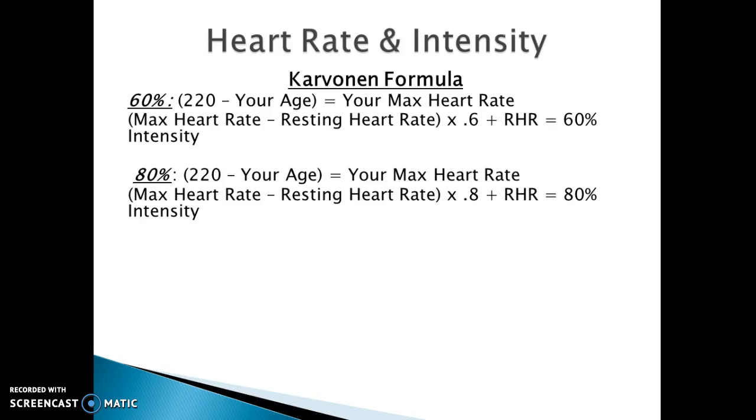So basically, just to review, for the 60%, you're going to take 220 and subtract your age, which equals your max heart rate. And then you're going to take your max heart rate and subtract your resting heart rate, which is more accurate than just using your max heart rate. From there, you're going to multiply that by 0.6, and then add your resting heart rate back to it, and that will give you your lower end, or your 60% intensity for your workouts outside of class. On the upper end, the 80%, you're basically going to do the same thing, except you're going to multiply by 0.8. Then add your resting heart rate, and that'll give you your 80%.